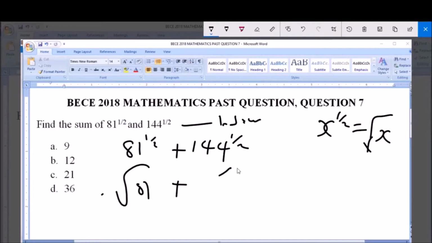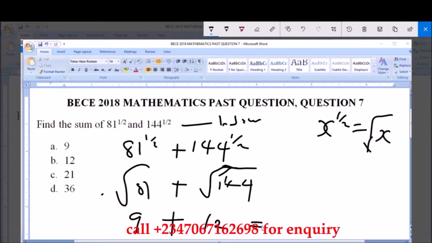The square root of 144. Now, the square root of 81, like we know, is 9. 9 times 9 will give us 81. So the square root of 81 is 9. Plus, the square root of 144 is 12. Like we know, 12 times 12 will give us 144. So the square root of 144 is 12.